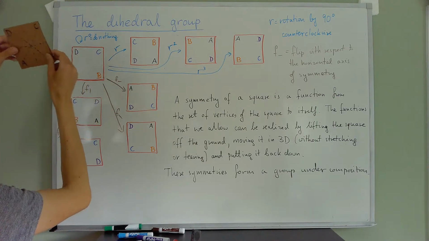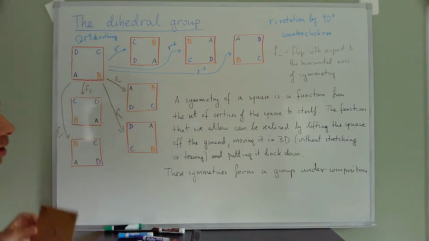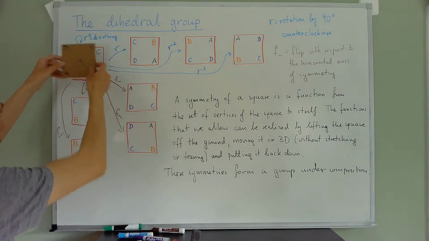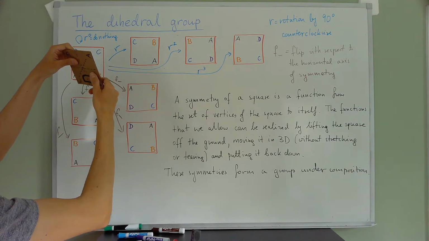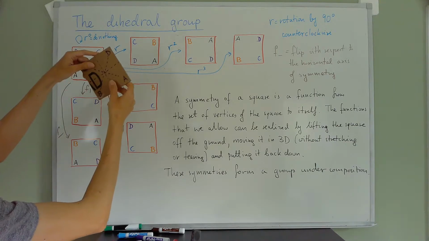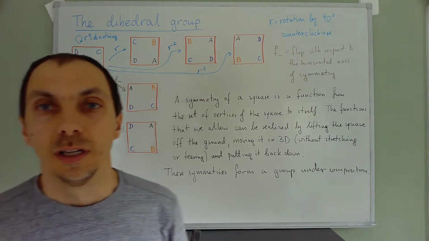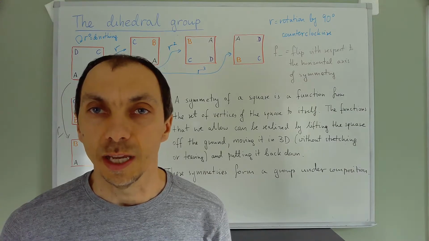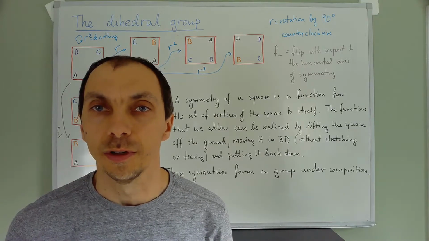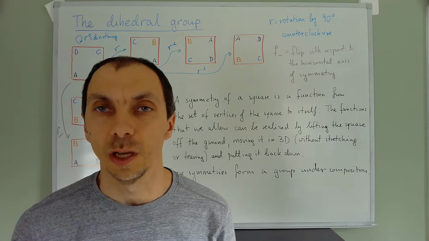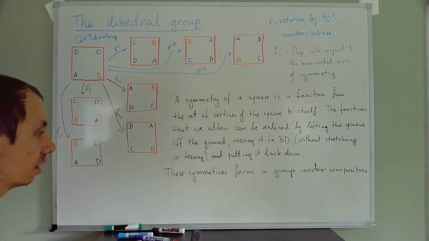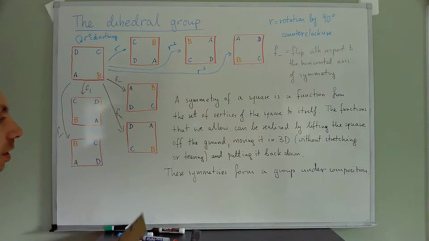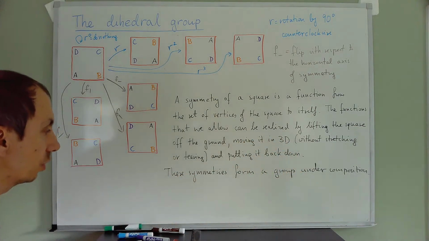I don't know how crazy that is. I put it back down. Then I could have just lifted it, done the first thing, then without putting it down, do the second thing, and then put it down. That's the same thing. So that's also a symmetry of a square. So symmetries can be composed.